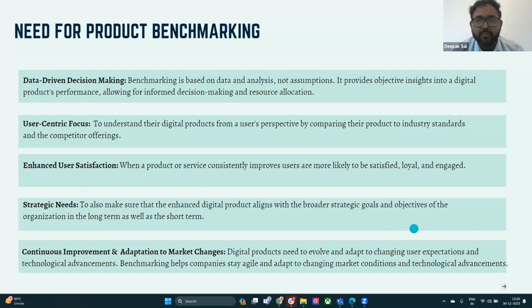Sincere apologies, everyone. Looks like there is some connectivity trouble. I'm really sorry. So, I hope we could follow the need for product benchmarking in the digital scenario.